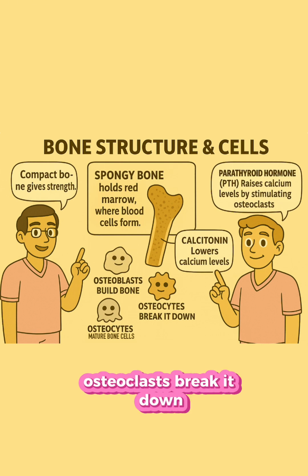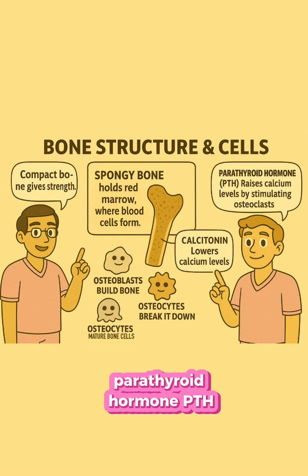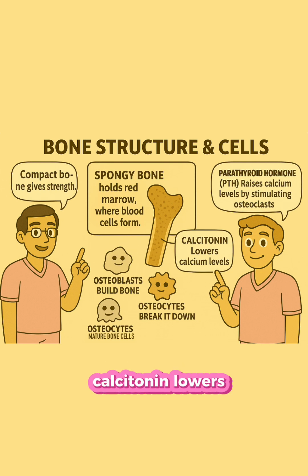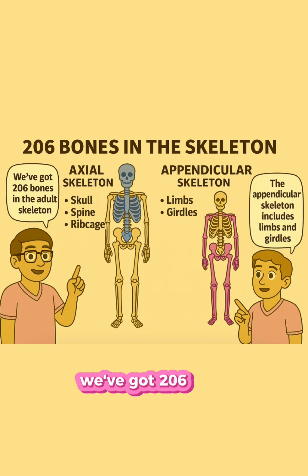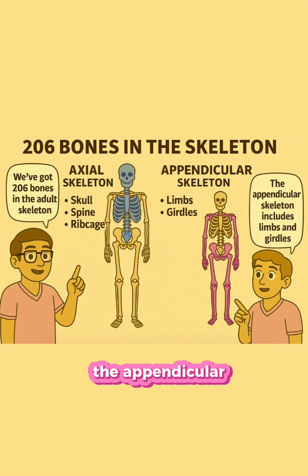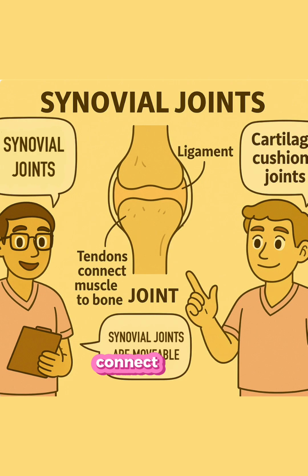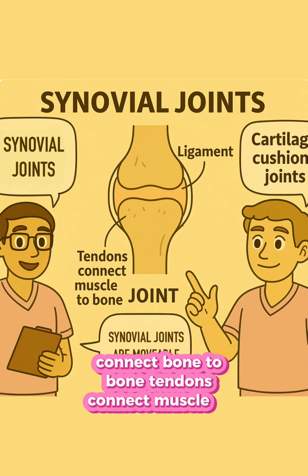Osteoclasts break it down. Parathyroid hormone, PTH, raises calcium levels by stimulating osteoclasts. Calcitonin lowers calcium levels. We've got 206 bones in the adult skeleton. The axial skeleton includes the skull, spine, and ribcage. The appendicular skeleton includes limbs and girdles. Synovial joints are movable. Ligaments connect bone to bone. Tendons connect muscle to bone.